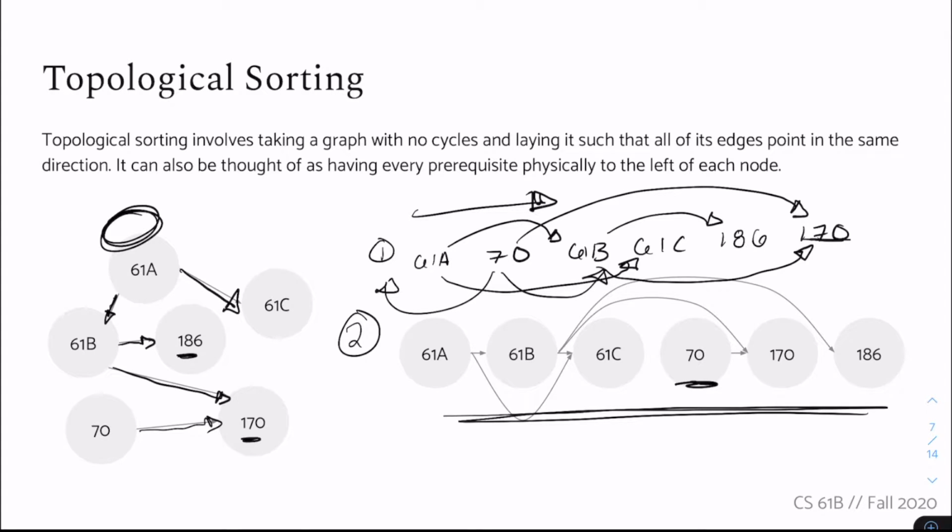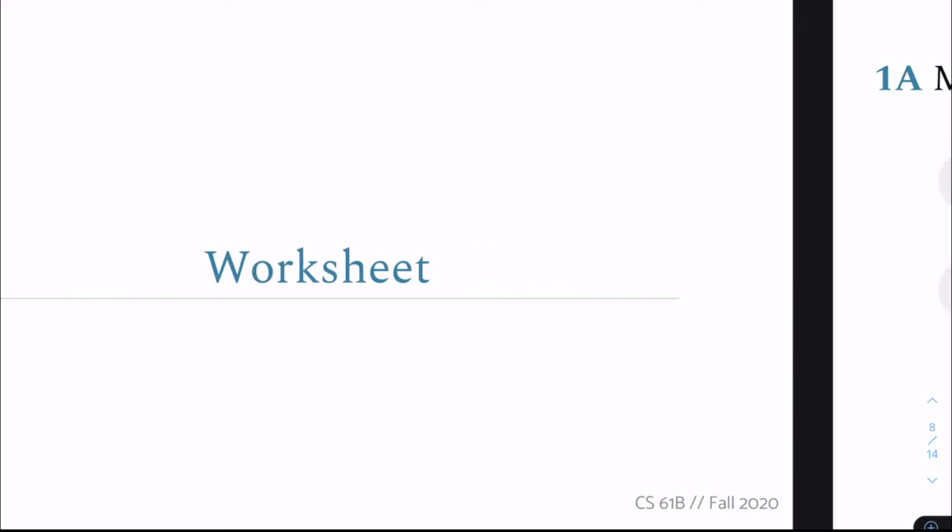Lots of options. But yeah, a topological sort just basically means take the graph and put all the nodes in an ordering such that all of the lines move to the right. Okay, let's move on to the worksheet.